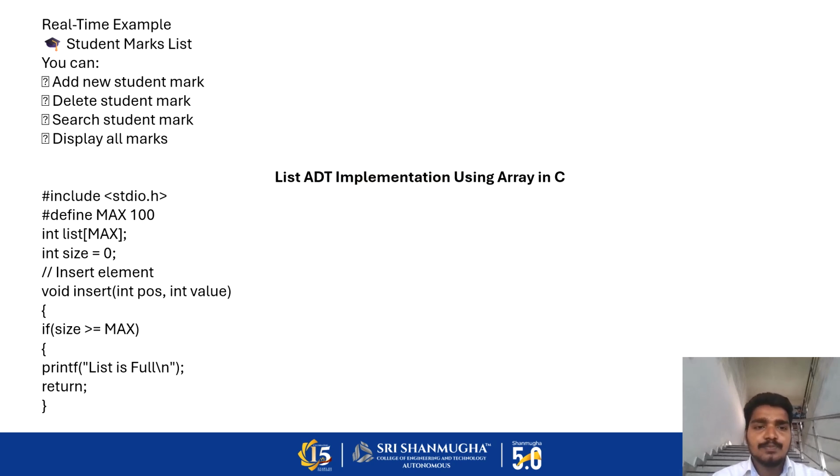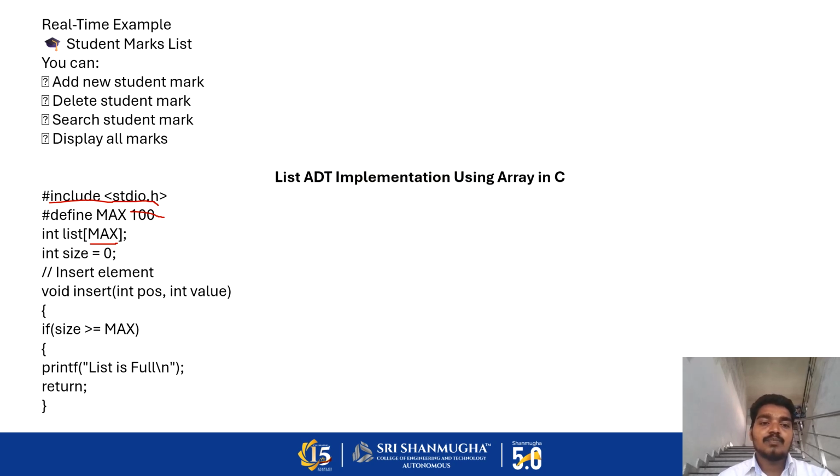First of all, declare the header files. In Code Studio, we add the header files and define the maximum value as 100. Then int list[MAX] initializes the list with the maximum size, and int size = 0 defines the initial size.